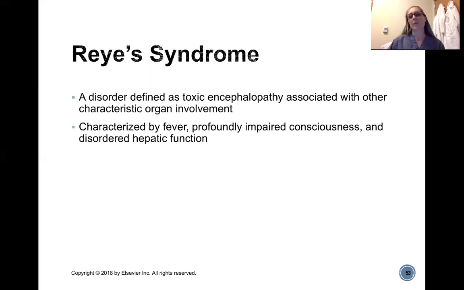So another disorder that we look at is Reye's syndrome. And this is really a toxic encephalopathy. And we're going to assume Reye's syndrome if we have a fever, profoundly impaired consciousness, and liver involvement. The liver involvement is really what's the key aspect of Reye's syndrome.